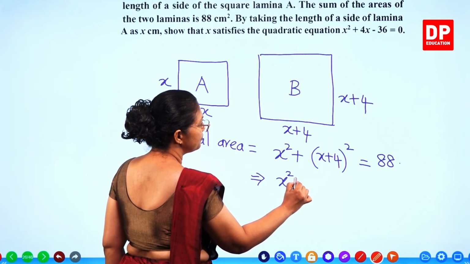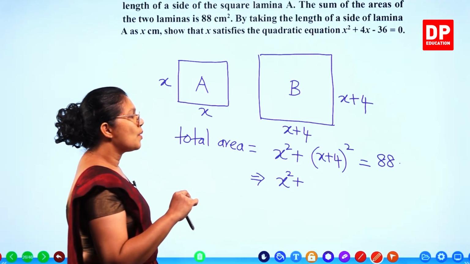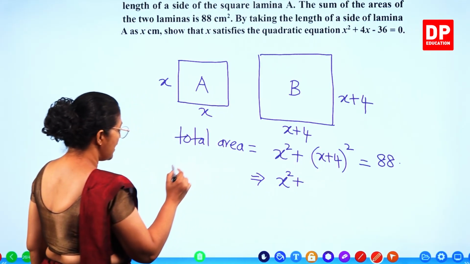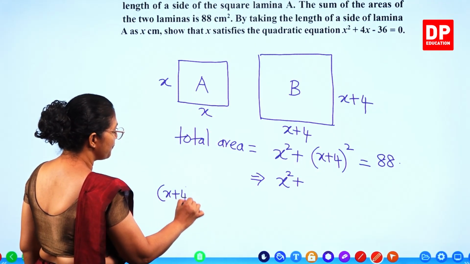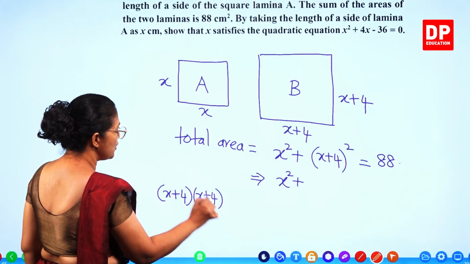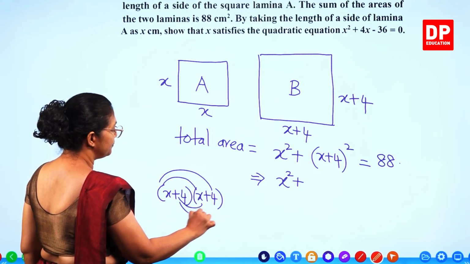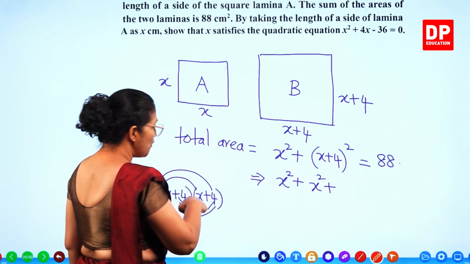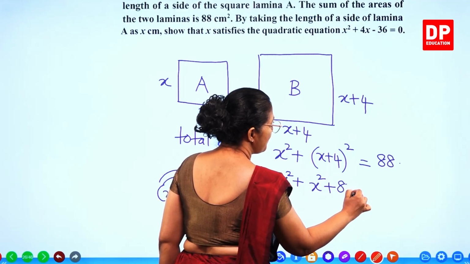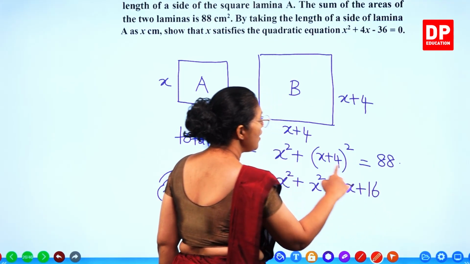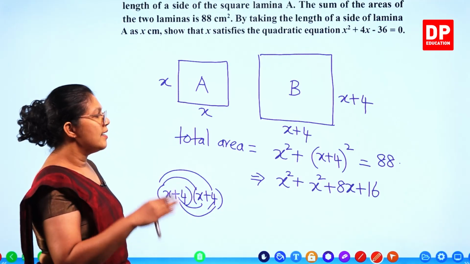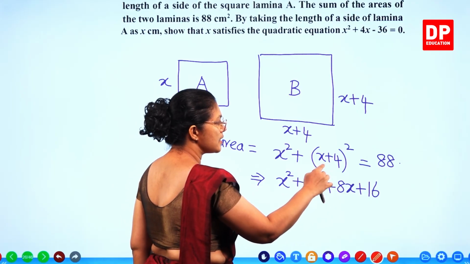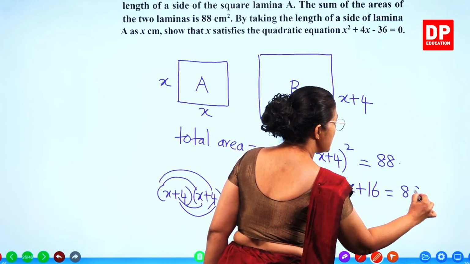X squared. How do you expand this one? If you can't do it at once, you take it separately. X plus 4 into x plus 4, and expand brackets using FOIL. So you get x squared plus 4x and 4x, you get 8x. 4 times 4, 16. Or if you are doing it at once, first term squared, last term squared, and the middle term is 2 times the product. So that's equal to 88.